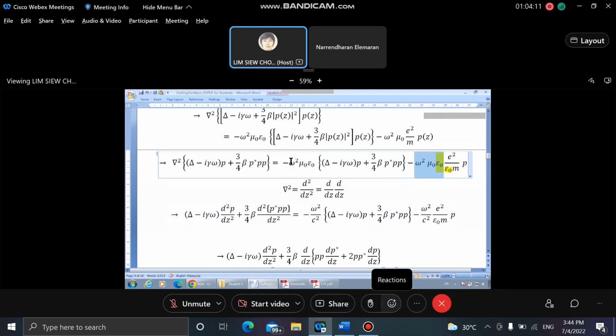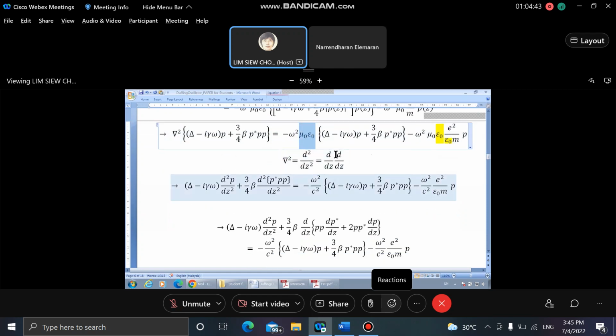This omega square. Omega square mu naught epsilon naught is equal to omega square over c square, because mu naught epsilon naught is 1 over c square. All right. So I just use the definition. This equals to this. So this is nothing new. If you go through electricity and magnetism, you know the definition: mu naught epsilon naught is 1 over c square. Okay, so this term remains the same, and this term remains the same.